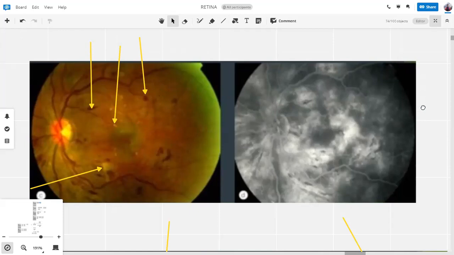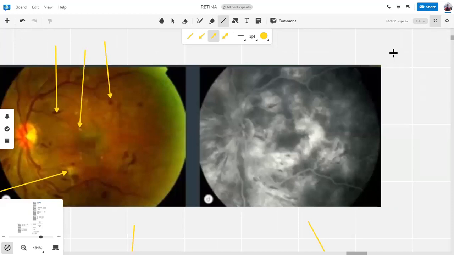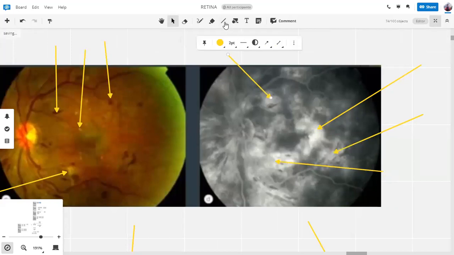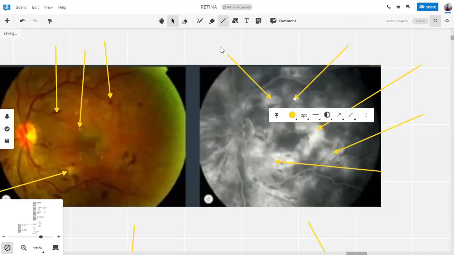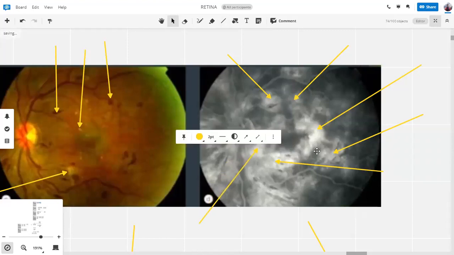Diffused what? Retinopathy. Diffused hyperfluorescence. That is the term you will use. You can see that hyperfluorescence is over here. It's over here. It's over here. It's over here. It's over here. It's diffuse. It's present all around, this hyperfluorescence. And this hyperfluorescence indicates exudation, right?